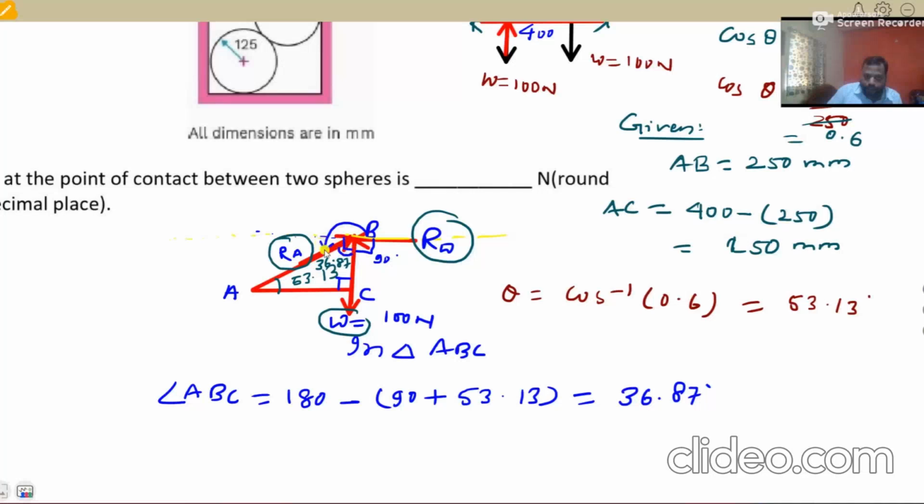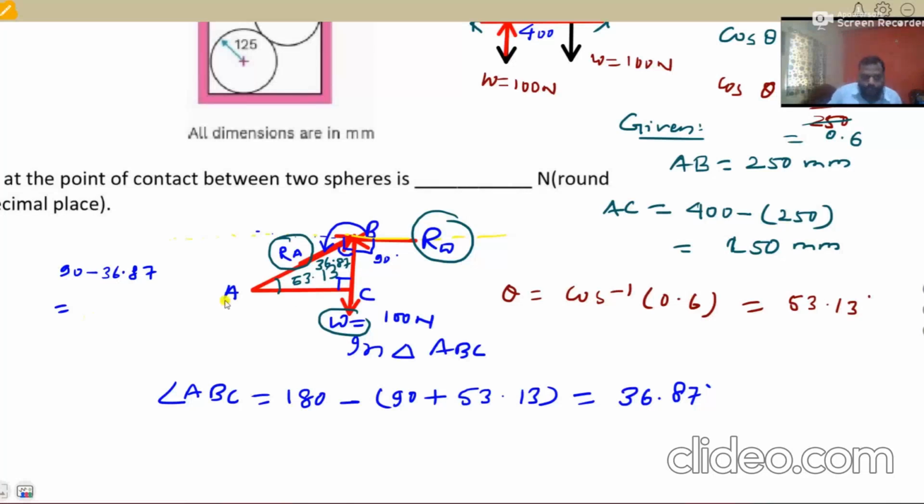Then this value will be 90 minus 36.87. How much would it be? 90 minus 36.87 would be 53.13. This value is 53.13.